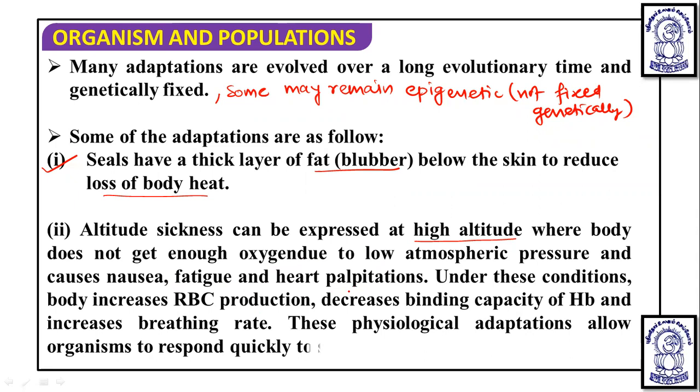But to deal with this condition, the body increases RBC production so it can carry more oxygen. Along with that, it decreases the binding capacity of hemoglobin and increases the breathing rate. These physiological adaptations allow the organism to respond quickly to the stressful condition. In this way they can deal with the stress of altitude sickness at high altitude.